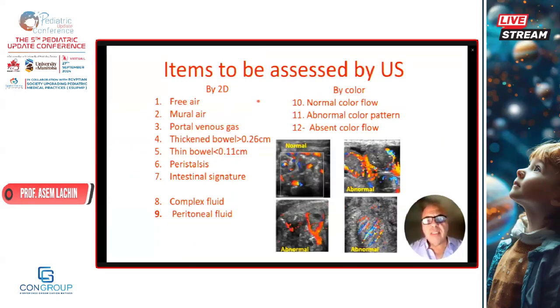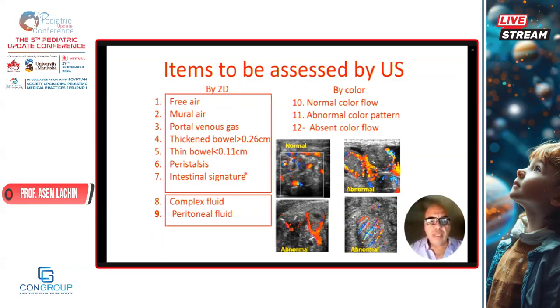The items to be assessed by ultrasound are, by 2D, we can have a look for whether there is any free air or not, intramural air, portal venous gas, thickening of the bowel, thin bowel, peristalsis, intestinal signatures, and complex fluid or peritoneal fluid, ascites. And by the color Doppler, we can see the normal color flow, abnormal color pattern, absent color flow. And all these are the normal color, and all three of them are abnormal colors.